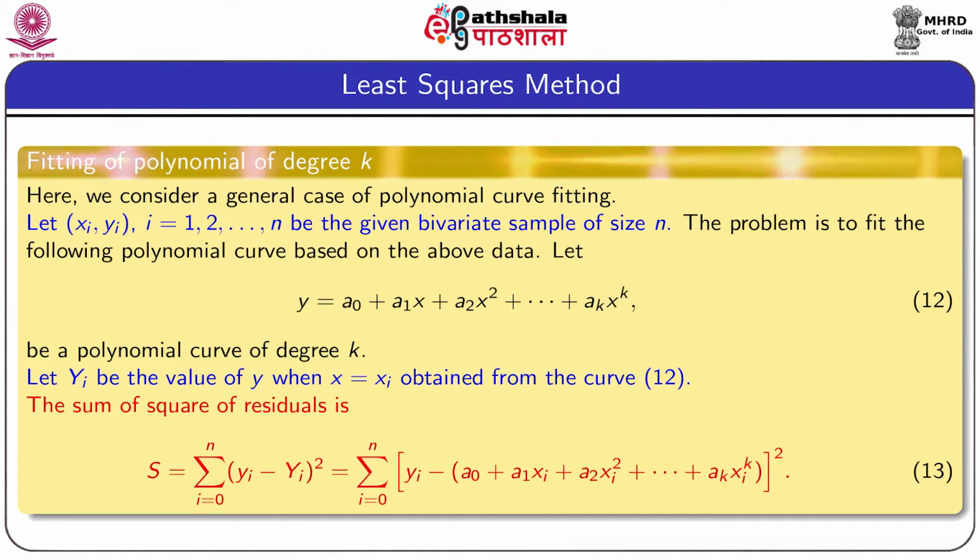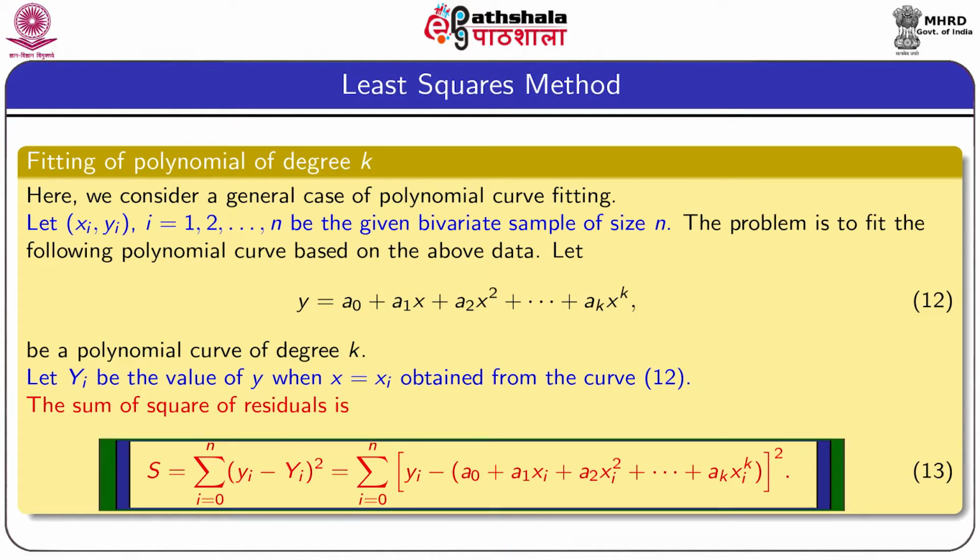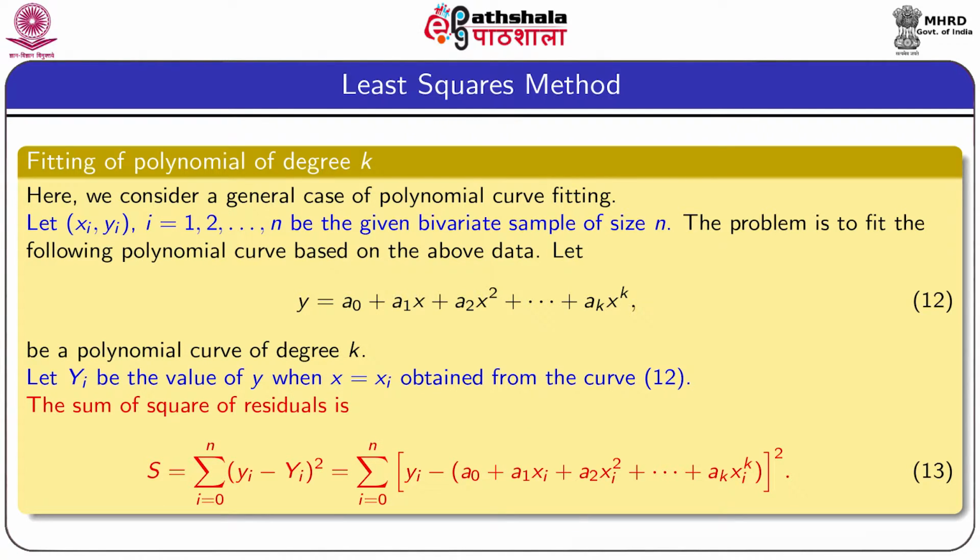obtained from the curve. The sum of square of residual is S equal to summation over i equal to 1 to n (yi minus Yi) whole square, equal to summation over i equal to 1 to n (yi minus (a0 plus a1 xi plus a2 xi square plus dot dot dot plus ak xi to the power k)) whole to the power 2.